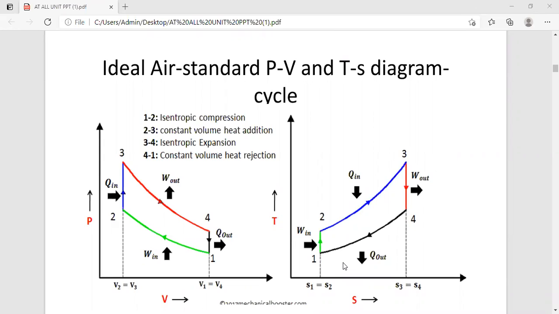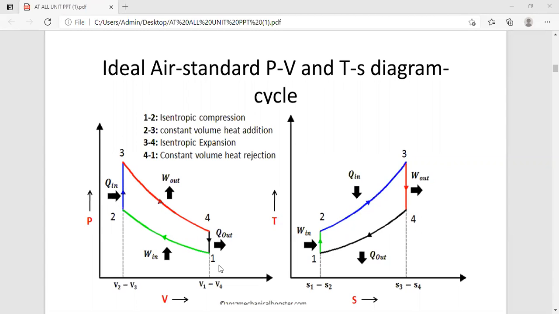So 1 to 2 process is the isentropic compression process. Next 2 to 3 constant volume heat addition process. Next 3 to 4 isentropic expansion process, and 4 to 1 process, that is the constant volume heat rejection process.